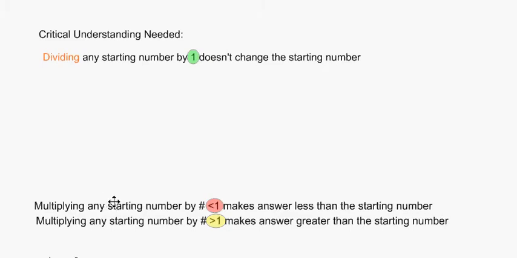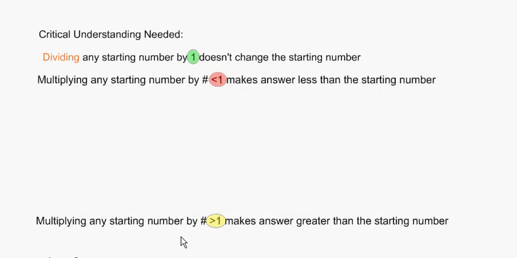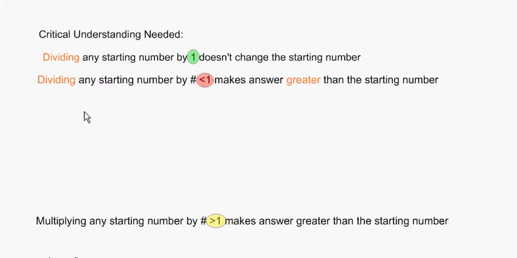So moving to our next one, we said that multiplying any starting number by a number smaller than 1 makes the answer less, but in dividing, that changes. So when I have division, dividing a starting number by a number smaller than 1 makes my answer bigger than my starting value, which is the exact opposite to what we were doing with multiplication. And that makes sense because division is the opposite operation. Let's think about that for a second.